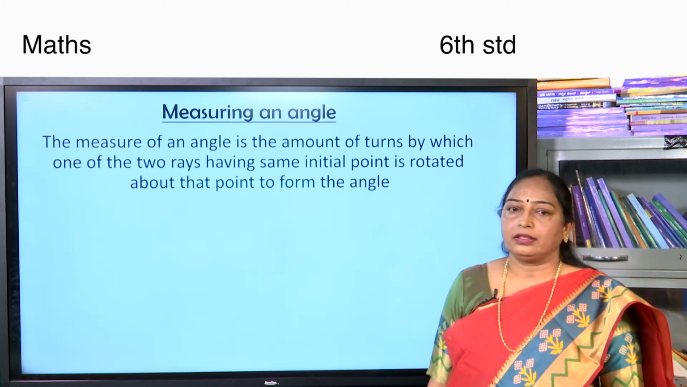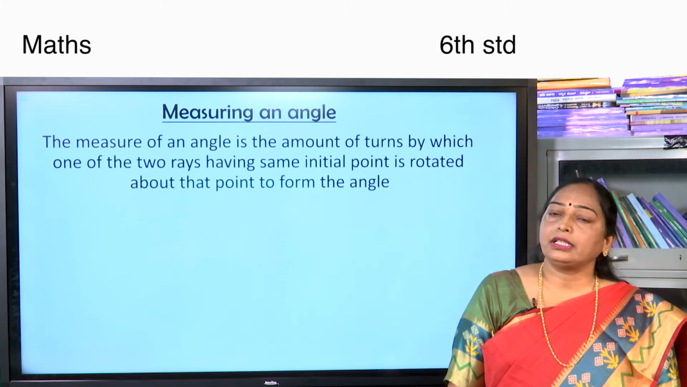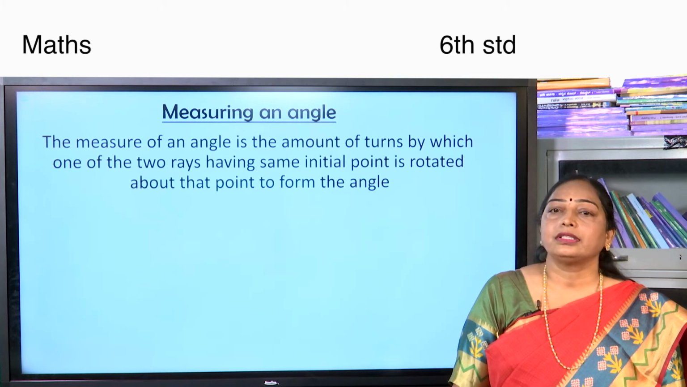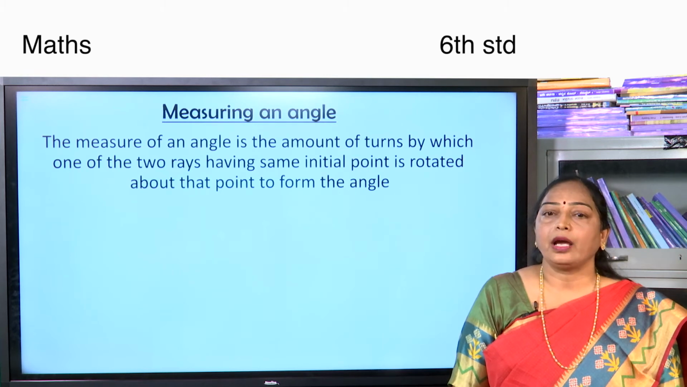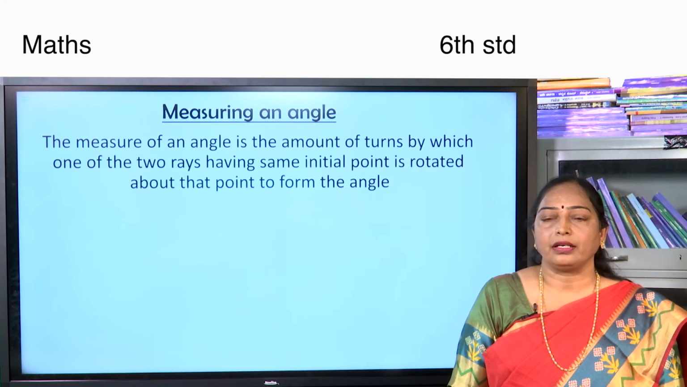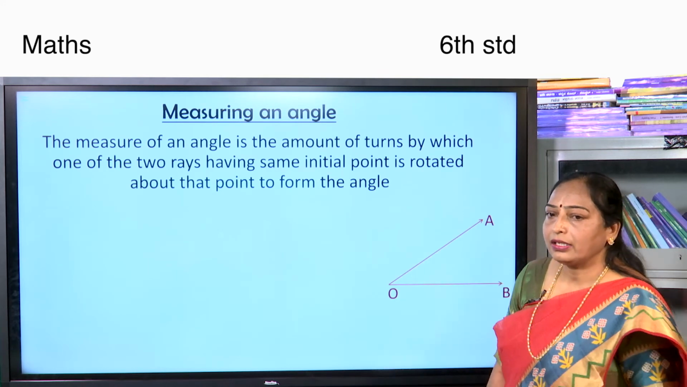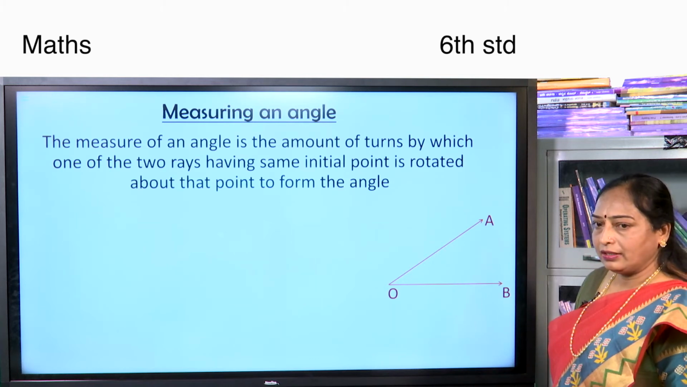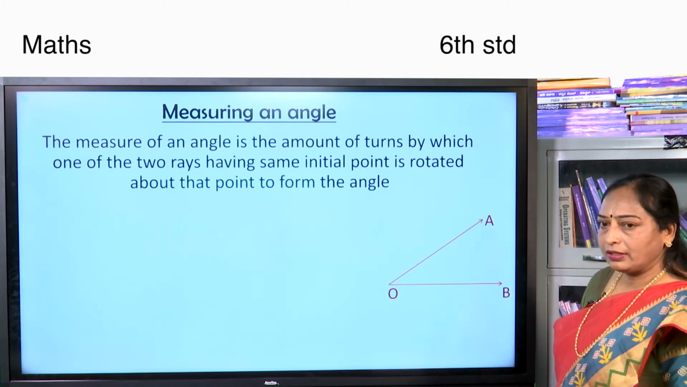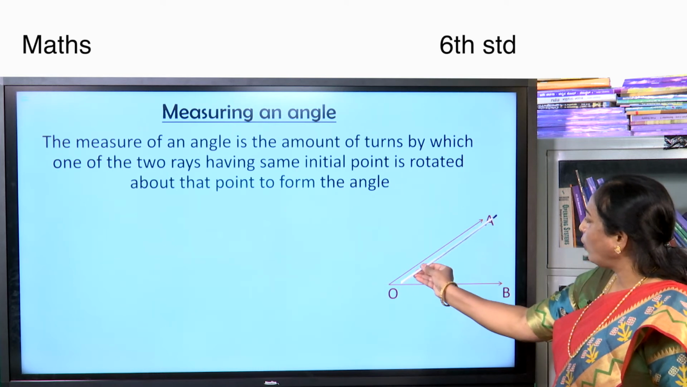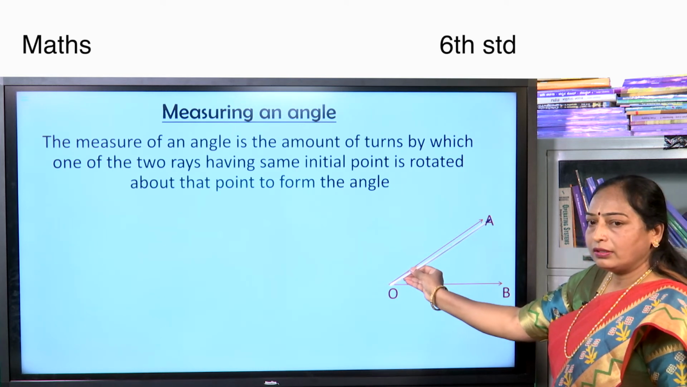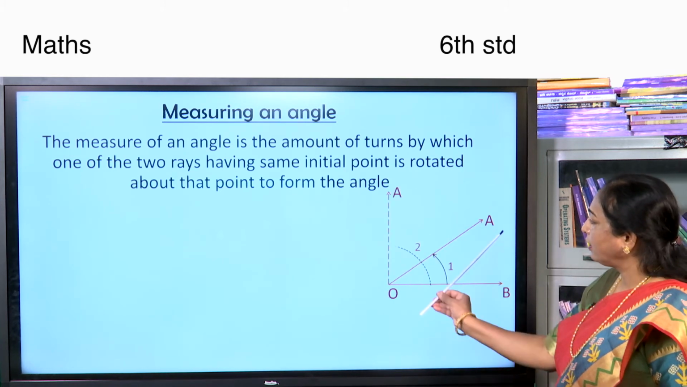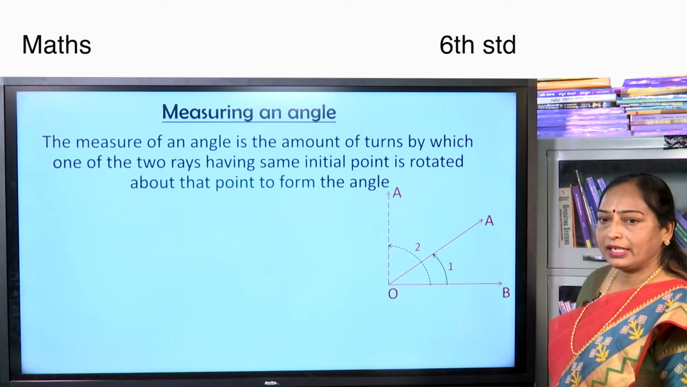Measuring an angle. The measure of an angle is the amount of turns by which one of the two rays having same initial point is rotated about that point to form the angle. Let's consider one angle AOB. Keep OB as stationary, OB as constant. We will rotate the ray OA on the vertex O.